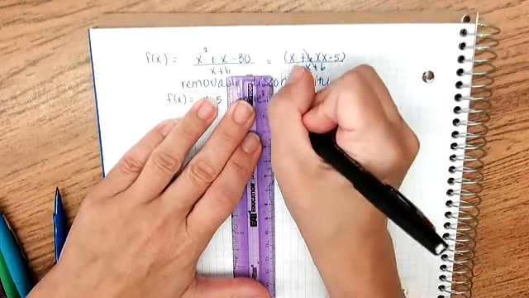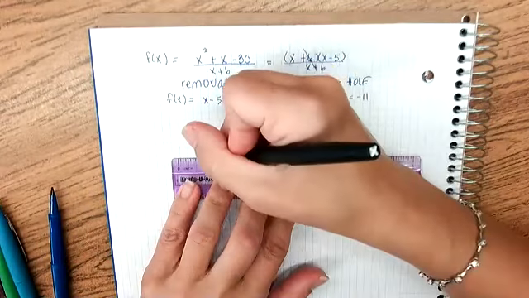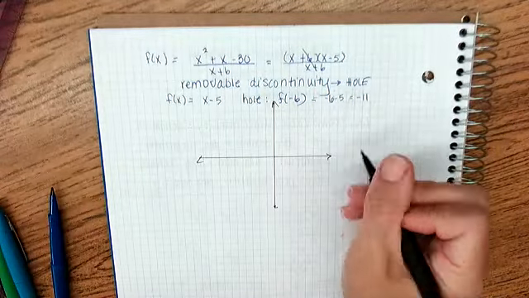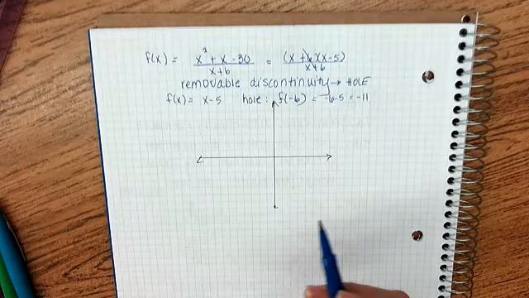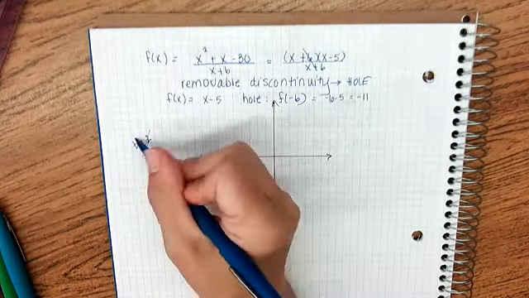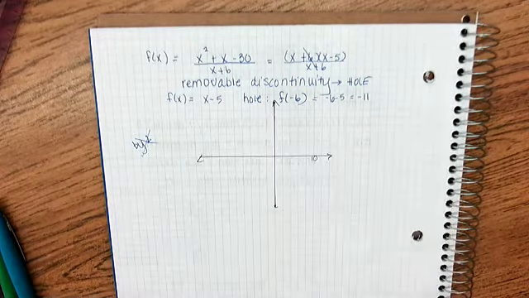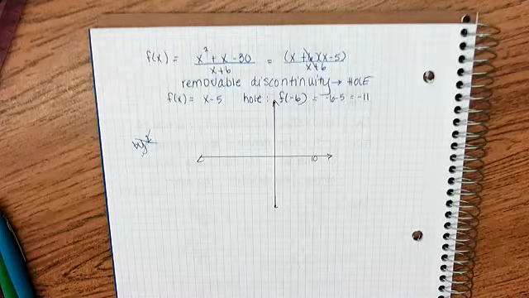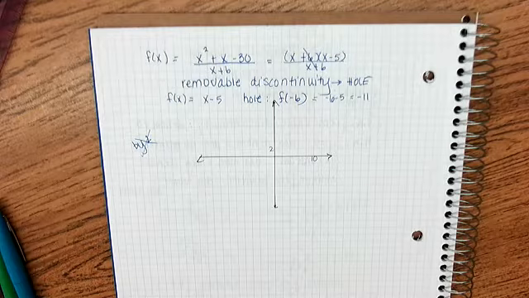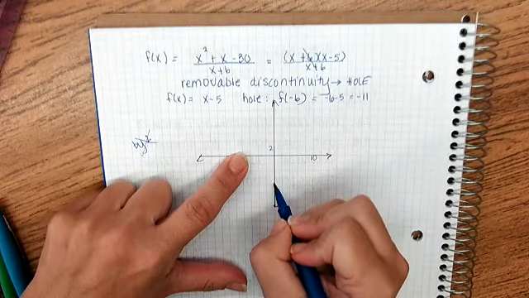I'm going to change my increments because I don't want to go all the way down to -11. I'm going to go by 2s. 2, 4, 6, 8. Good enough. All you have to do is put one increment on there that tells the reader. Put a 2 and that's it. So we have a hole at (-6, -11).